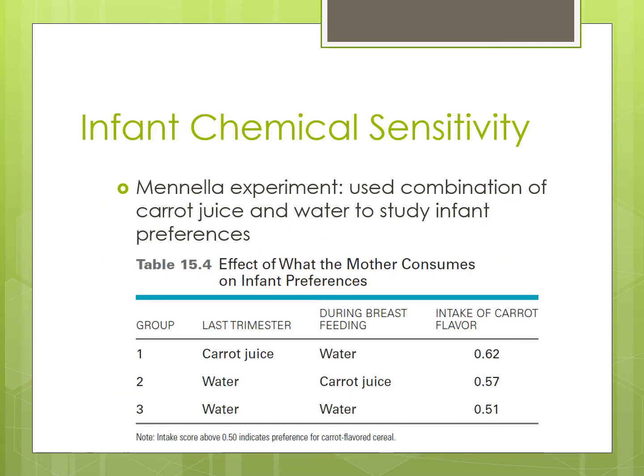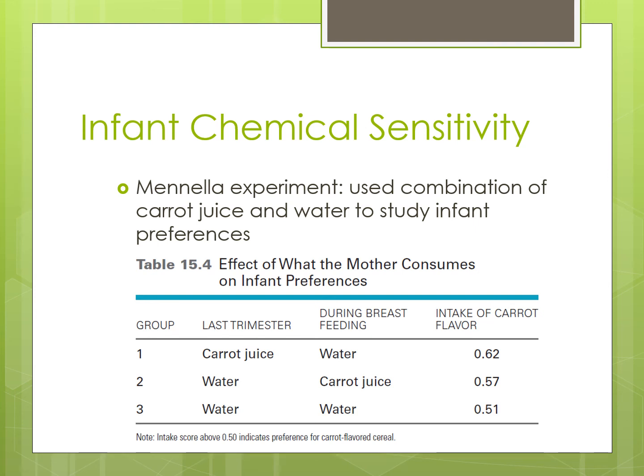In a study conducted by Julie Mennella and her colleagues in 2001, in one group the mother drank carrot juice in that final trimester while she was still pregnant, and then during the first 2 months of lactation, during breastfeeding, she was drinking water. In another group, women drank water during that last trimester, and then drank carrot juice during the first 2 months of breastfeeding. And the third group had women drinking water during both the last trimester and during breastfeeding.